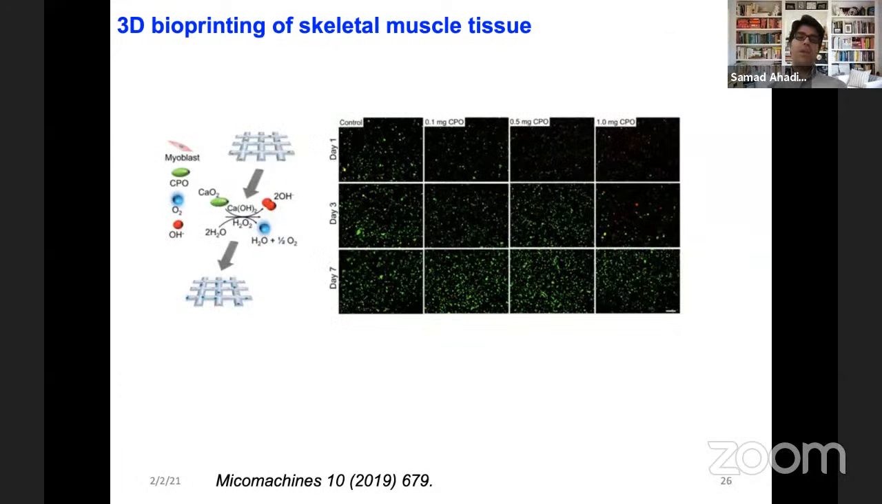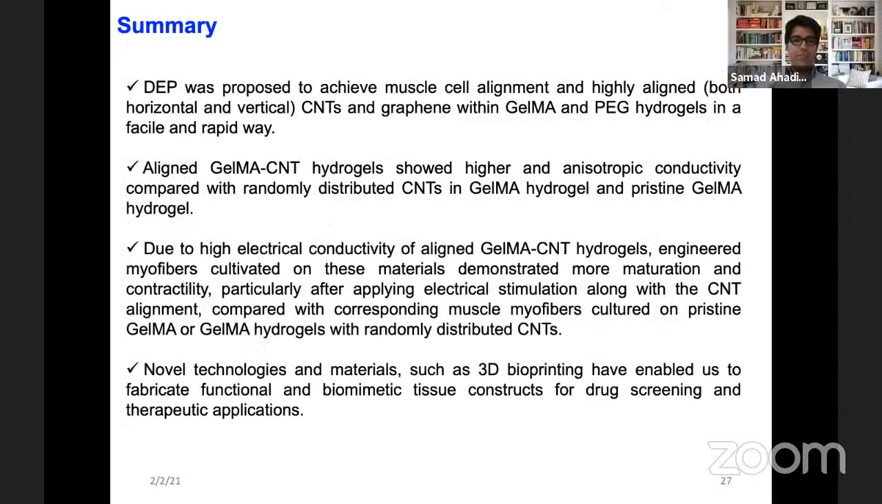And in this work, actually, we used oxygen releasing nanoparticles based on calcium peroxide. And we showed, okay, using this kind of biomaterial, we can have oxygen release for thick muscle tissues. And by this way, we can enhance the functionality of the muscle tissues.